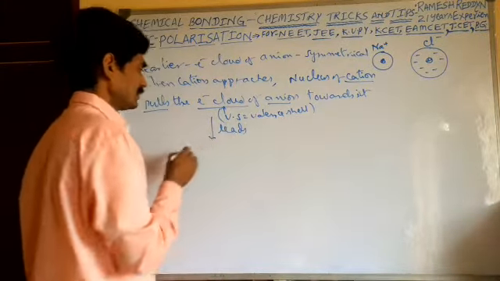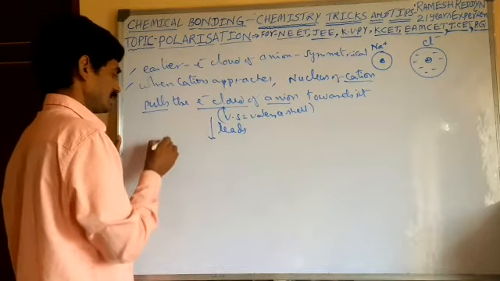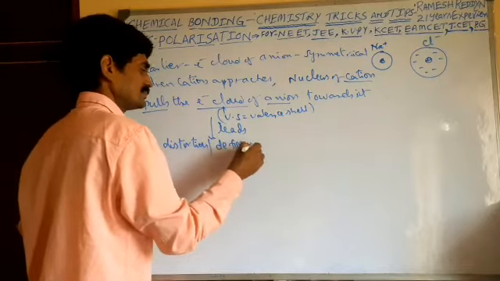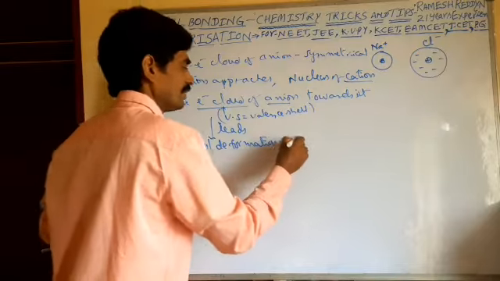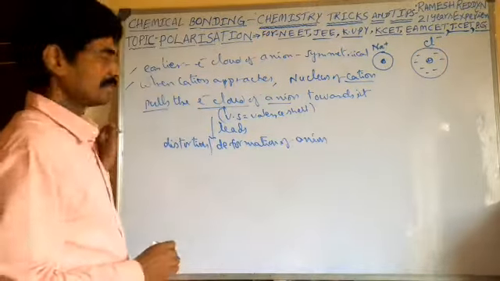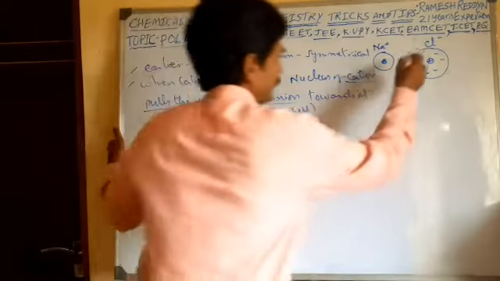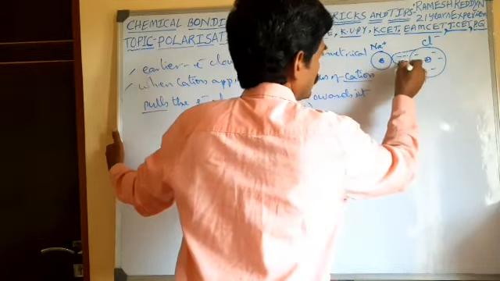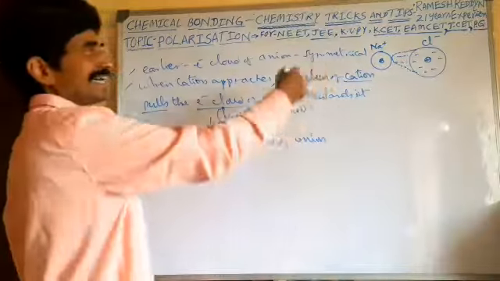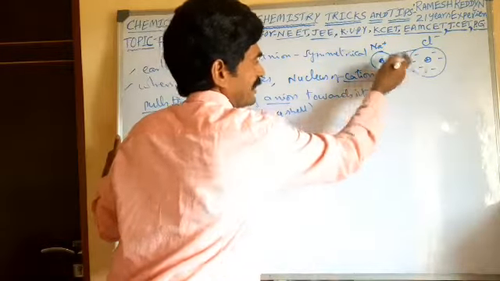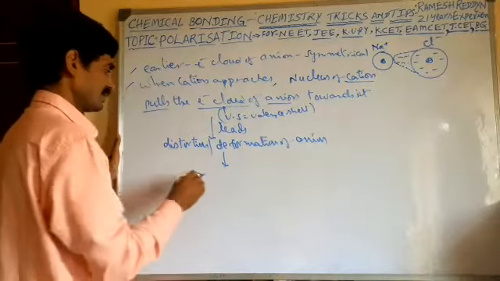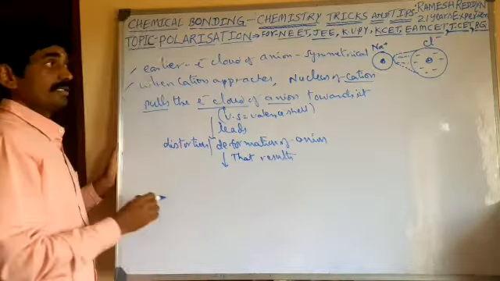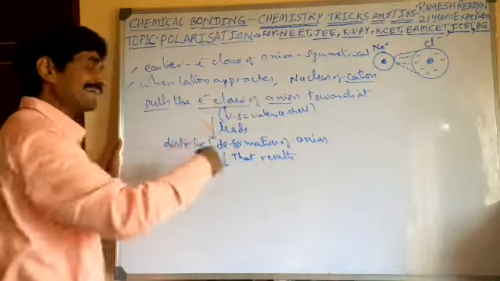That leads to distortion or deformation of the anion, right? So because of that, what happened? The electron cloud of the anion is elongated towards the cation. The electron cloud of the anion is elongated towards the cation, right?